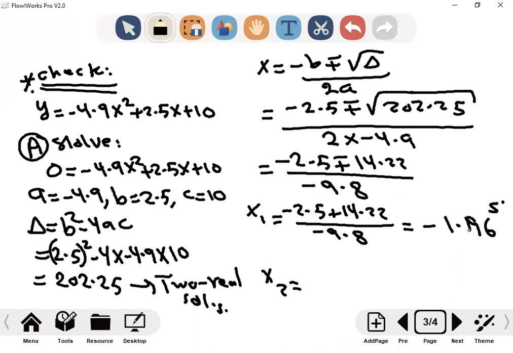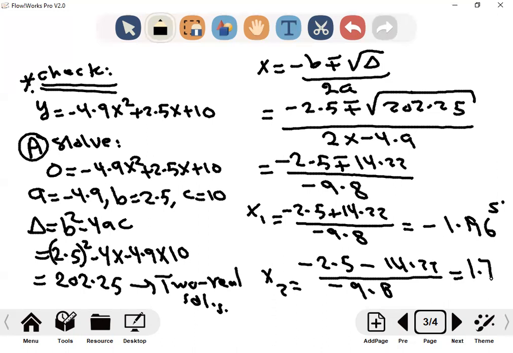Is this logical for the time? No. So ignore it. Let's find x2. Negative 2.5. We took the positive side. Now I will take the negative way. Negative 2.5 minus 14.22 divided by negative 9.8. This is equal to positive. Because up negative, down negative, the answer will be positive 1.71.